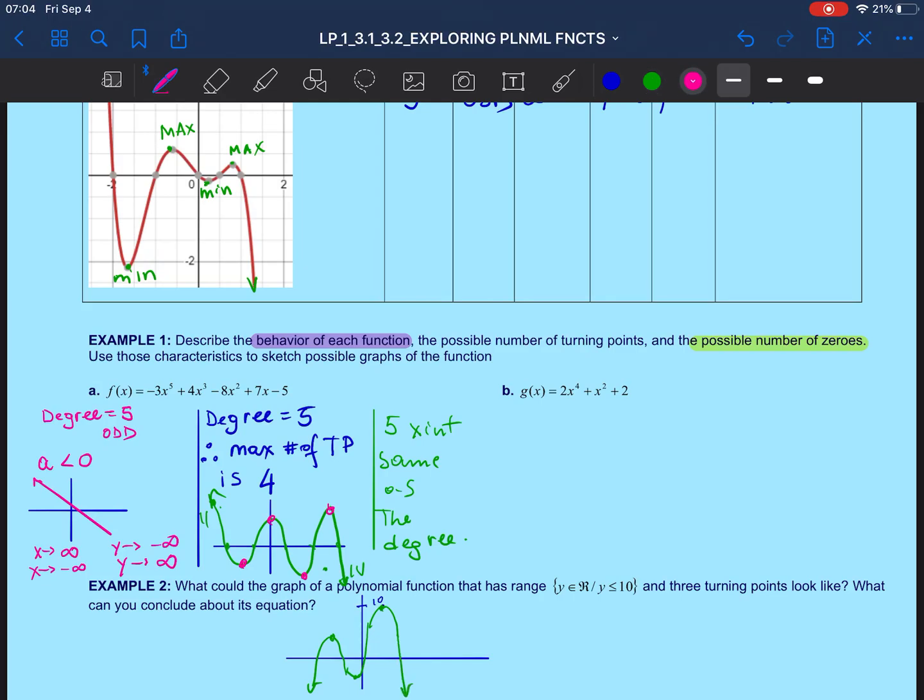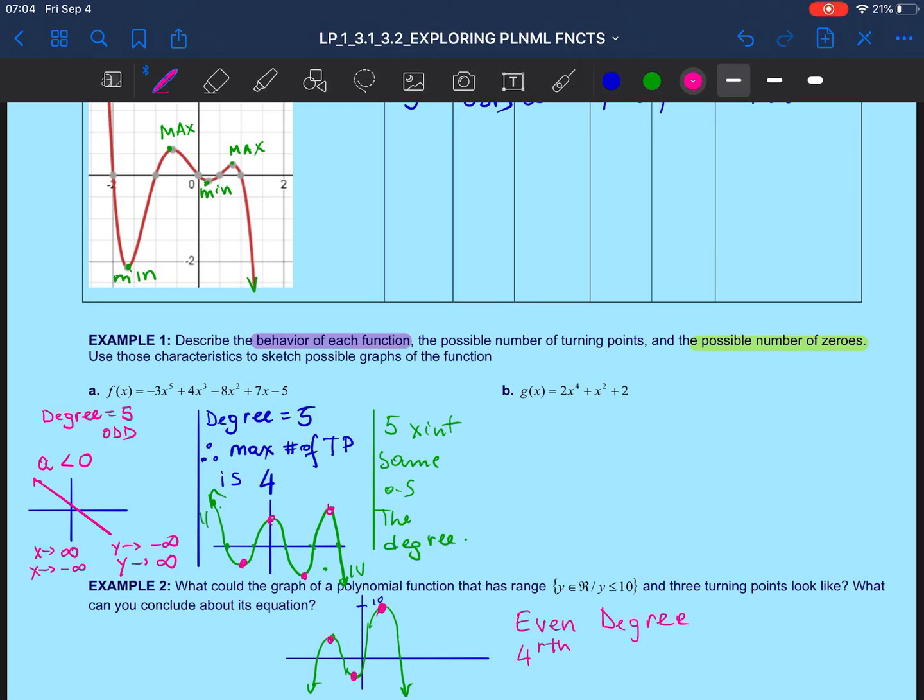So this is a function with 3 turning points. The y values are all below 10 or equal to 10. So this will be an even degree function. And based on the shape I drew, it looks like it's going to be a 4th degree function with 3 turning points.